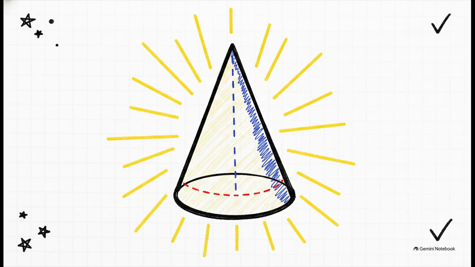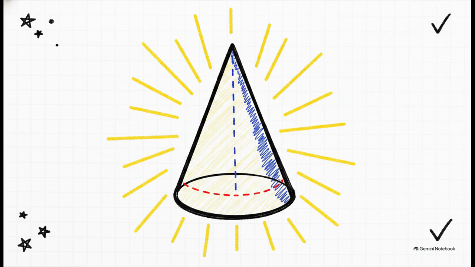Here's our scenario. We have a right cone. The radius, r, is 3, and the slant height, L, is 7. Now the question only asks for the curved surface area. That means we're only finding the lateral area. Step 1, we plug our values into the formula L equals pi r l.